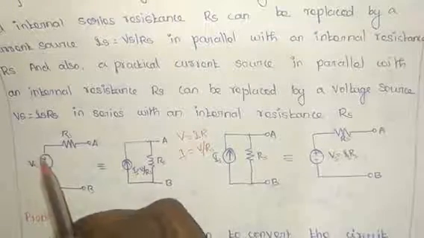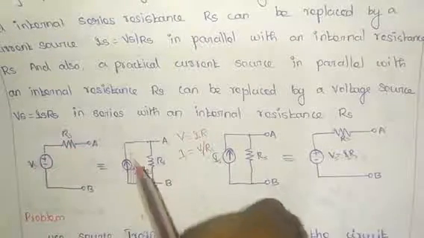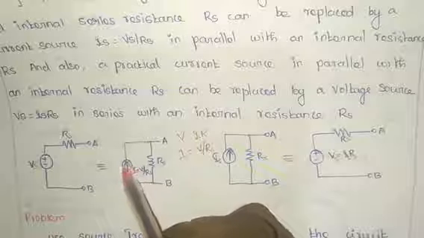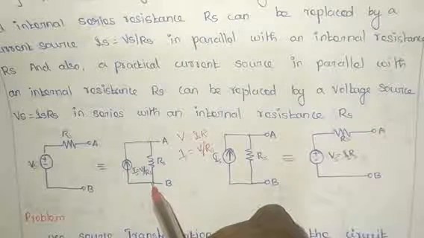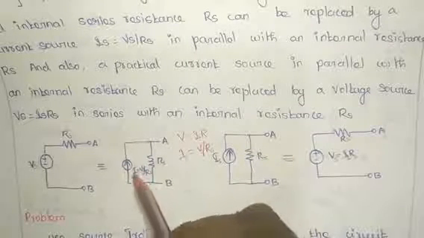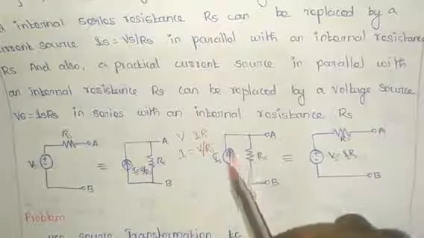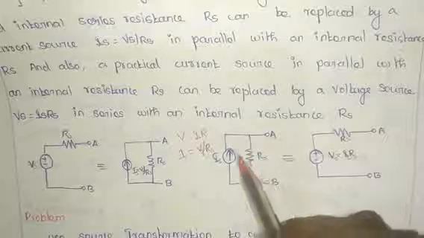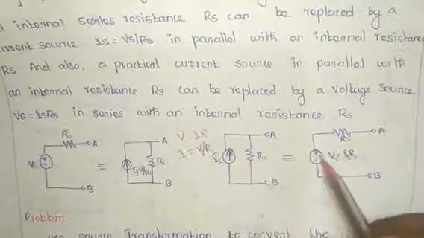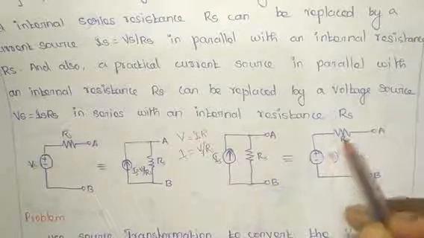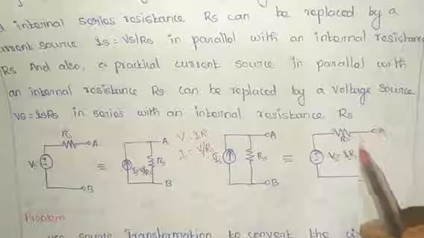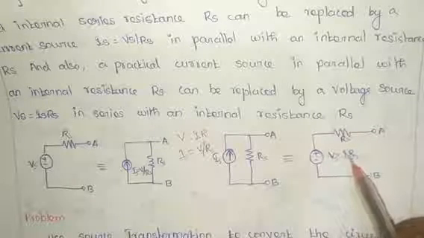A voltage source in series with its internal resistance is transformed into a current source in parallel with its internal resistance, and the current source value Is will be equal to Vs divided by Rs. Similarly, a current source with internal resistance Rs in parallel with it is converted into a voltage source in series with the internal resistance Rs, and the Vs value is equal to Is into Rs.